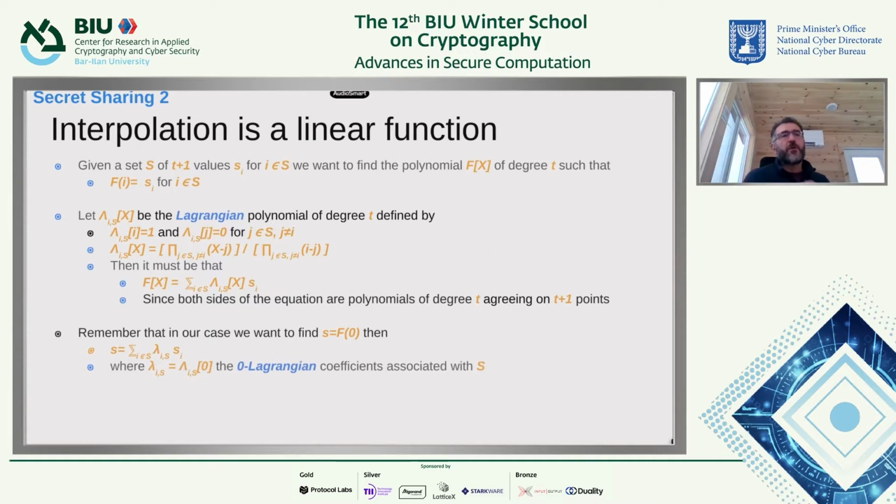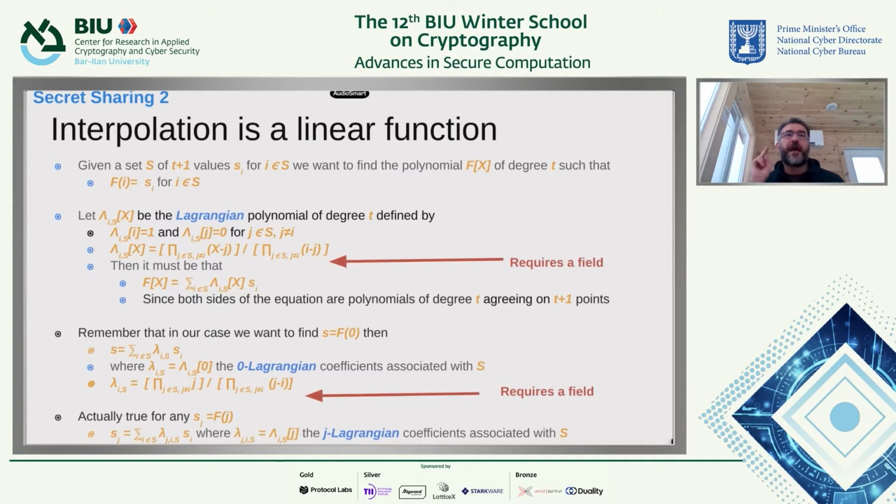Okay, so there are 2 things that I want you to remember from this. That's the formula for the specific Lagrangian coefficients that will give you the secret by linear combination of the shares. And another thing: this is true for any point. It's not just true for the free term. Any point can be written as a linear combination of the other points with the appropriate Lagrange coefficients.